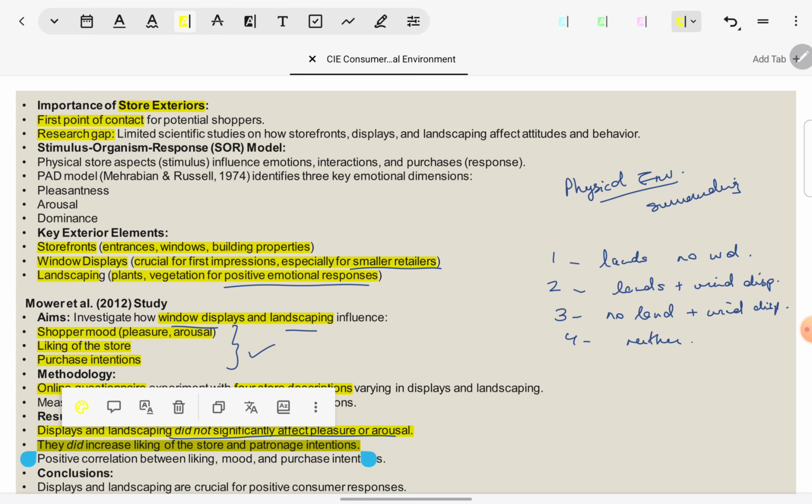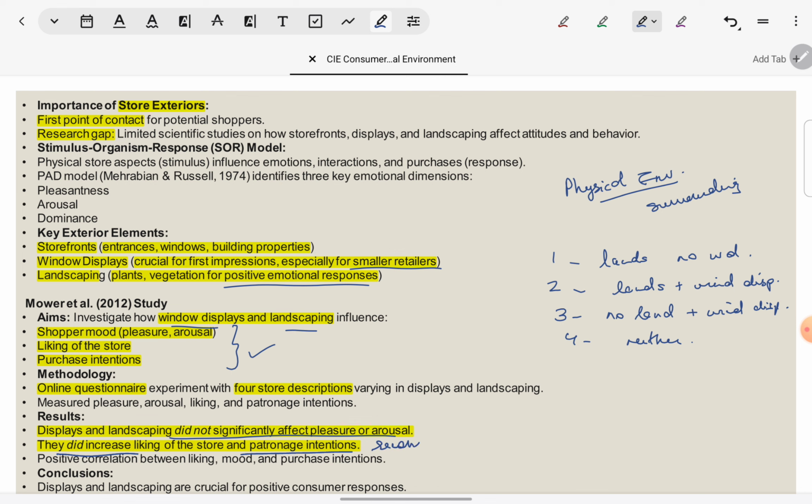Secondly, it did increase liking though. People did express that they liked the store. And patronage intentions. Patronage intentions means acting like good patrons and recommending the stores to others. That increased. People expressed on the questionnaire that they liked the store more if there were window displays and landscaping, and they expressed an intention to tell the ones they know to visit that store.